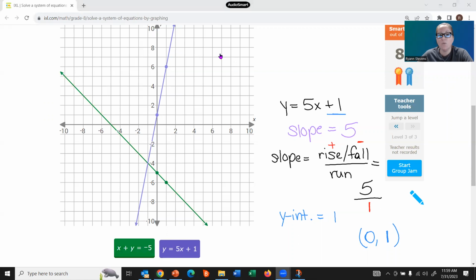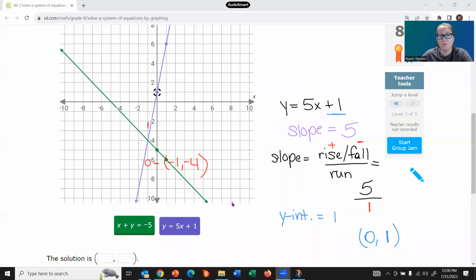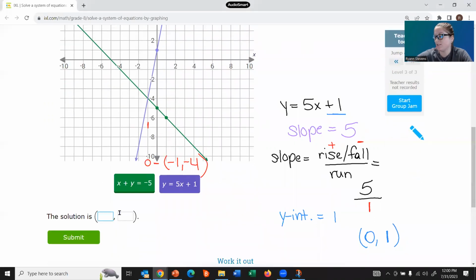And now we can see, where do these lines cross? We can see that they're going to cross right about here. And then we have to determine the ordered pair. Where does this point line up with the x-axis and the y-axis? We can see it lines up with about a -1 on the x and then a -4 on the y. And that's what we would place into our answers, -1 and a -4.